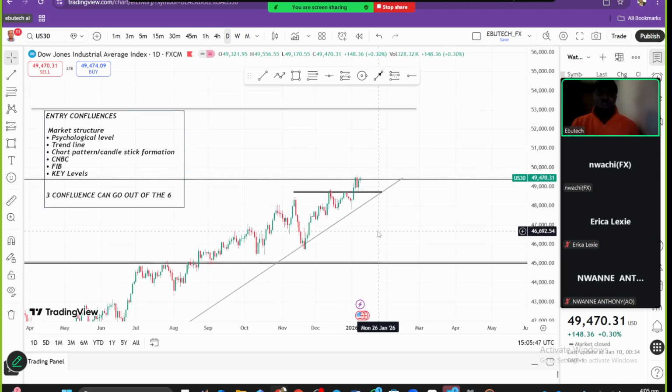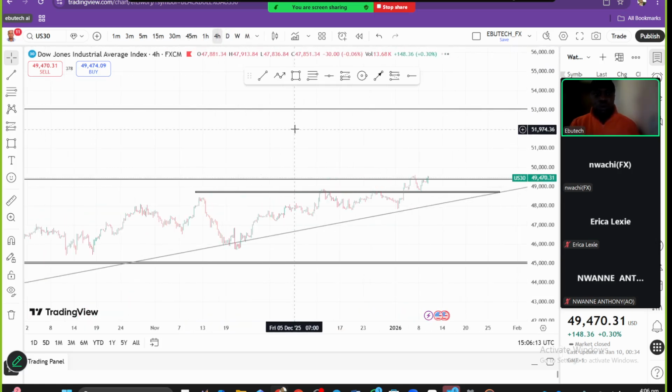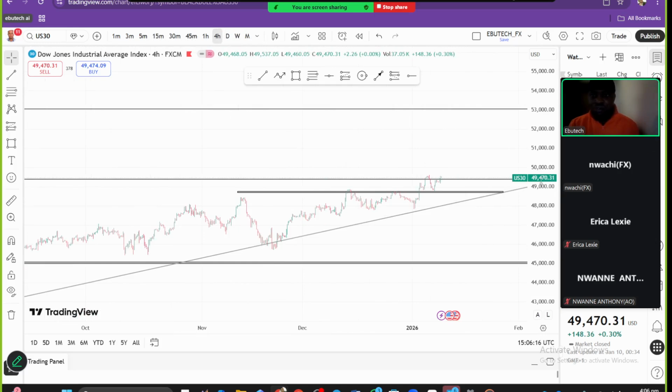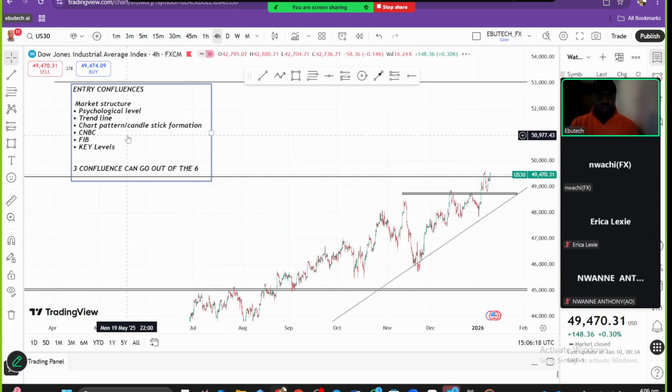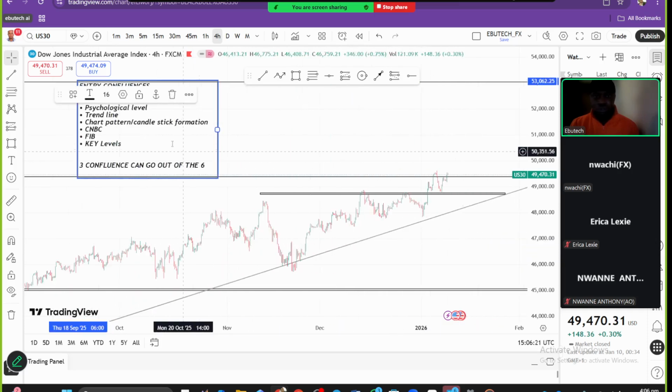So now, what do we do? We are still in the daily. Remember, we have already gotten our market structure, psychological level, trend line, key levels, and Fibonacci. Our Fibonacci is telling us that the next target of the market is this 127% Fib level. Then what do we now need to do? We now go to the 4 hours. This is the final level that will stop the market.